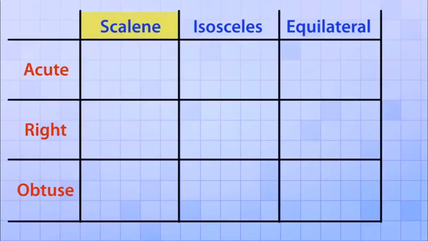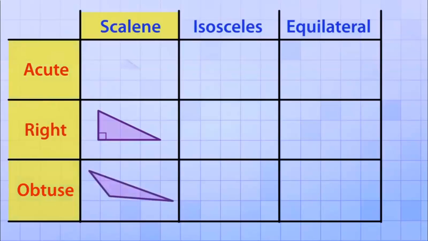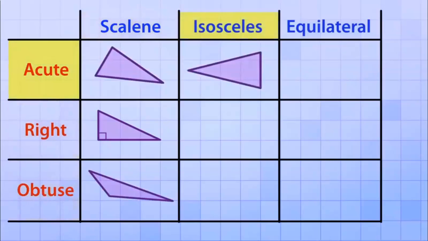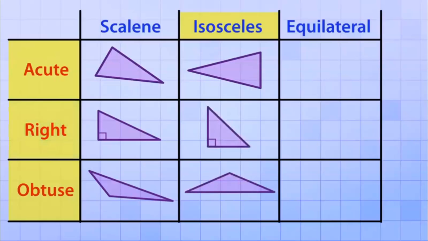A scalene triangle can also be a right triangle, like this one. And a scalene triangle can also be either an obtuse or an acute triangle. In the same way, an isosceles triangle can also be acute, like this one, or obtuse, like this one. And in one special case, an isosceles triangle can also be a right triangle, like so.